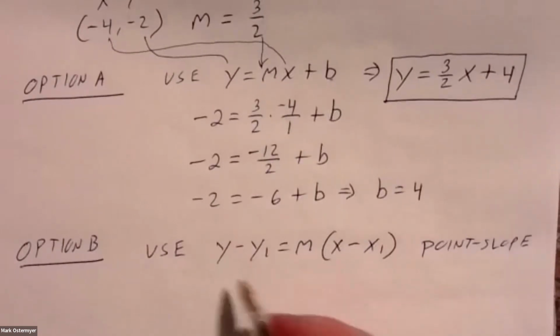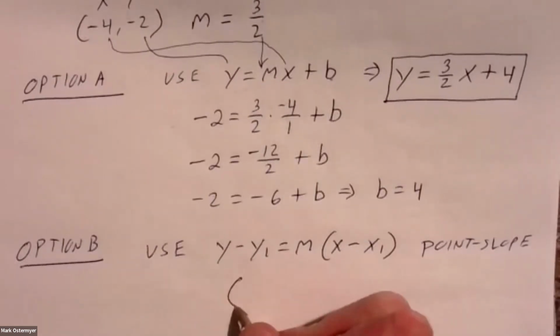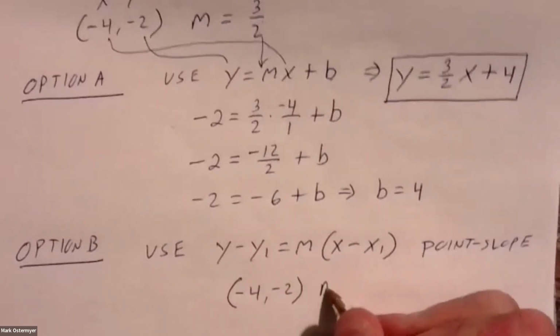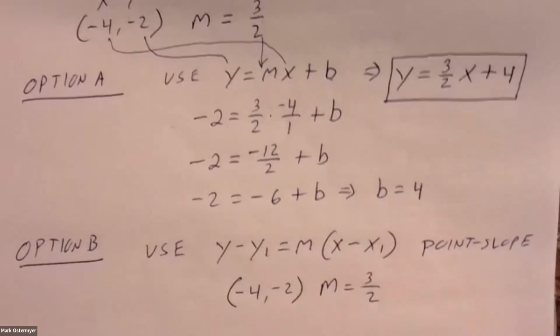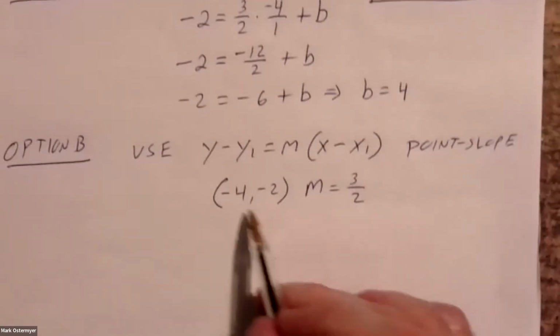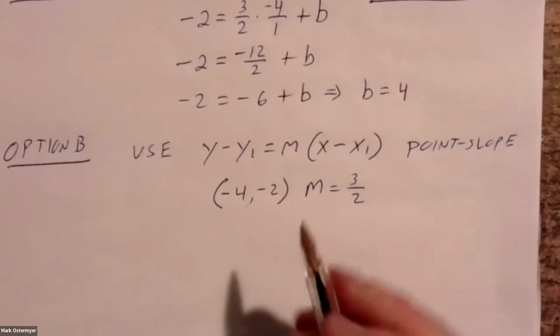Using point-slope form, I still need a point on my line, which is right here, (-4, -2). And I also need the slope of the line. Oh, we're given that too. So to write the equation of this line, all we have to do, using this point and this slope, is drop things in where they belong.